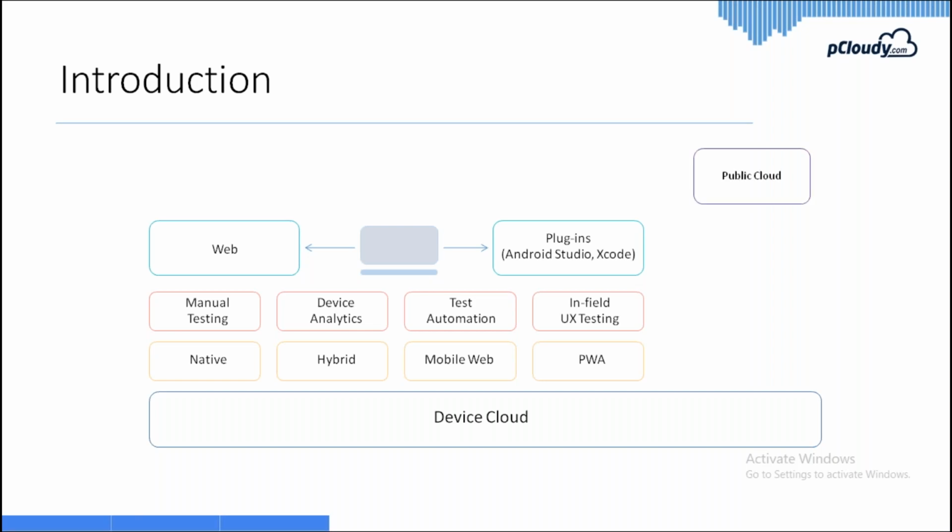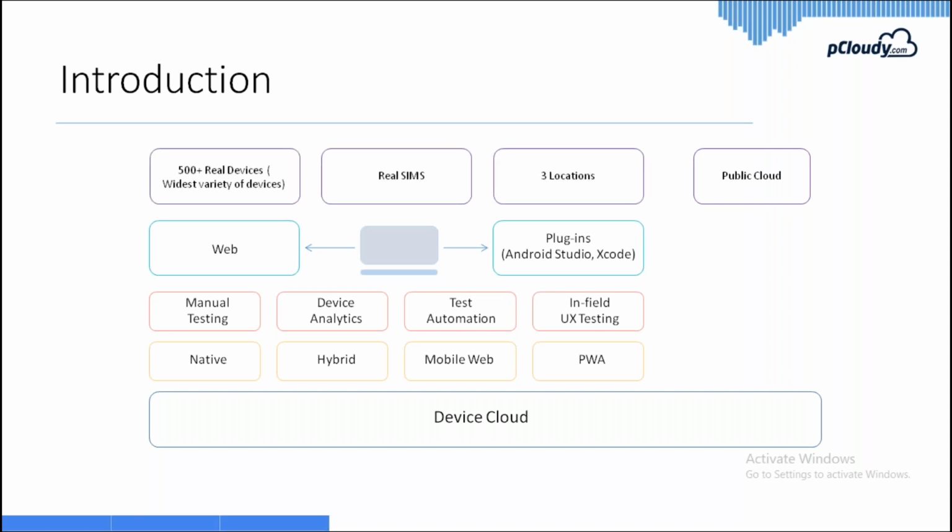We have three offerings: public cloud. And on public cloud, we have 500 plus real devices across three different locations. We have our data centers in India, US, and Australia, and we have a lot of real operator SIMs in some of the devices. So in case you want to test your application on a real physical network from either of these three locations, you can also do that.